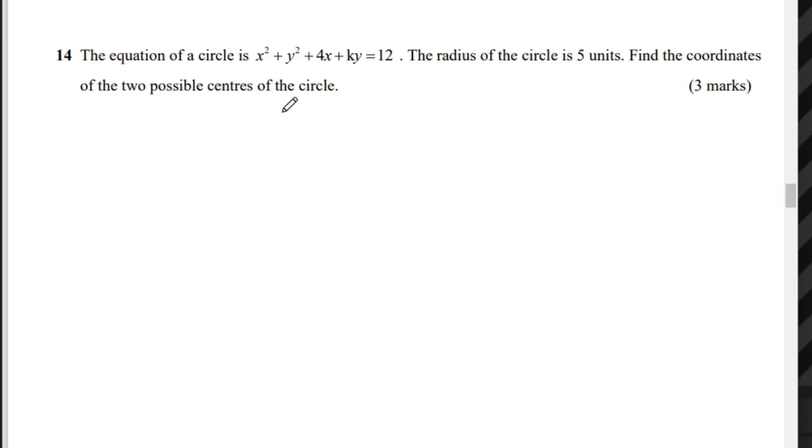The equation of a circle is this. The radius of the circle is this. Find the coordinates of the center of the circle. So we are looking for the center. We are looking for the center. Remember the general equation.